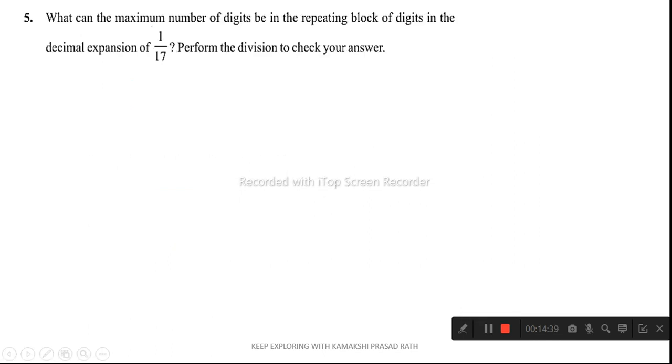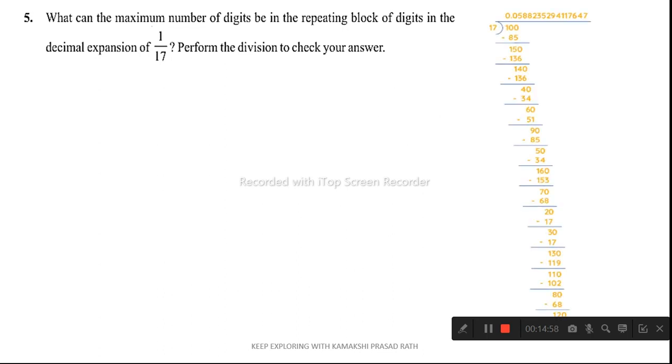The next question says: what can be the maximum number of digits in the repeating block of digits in the decimal expansion of 1 by 17? Perform the division to check your answer. So here we have to perform the division and say what can be the maximum digits in the repeating block. Let's see the division. When you divide 1, it's a long division.